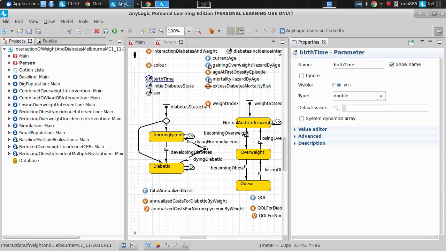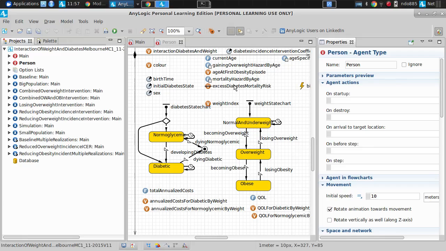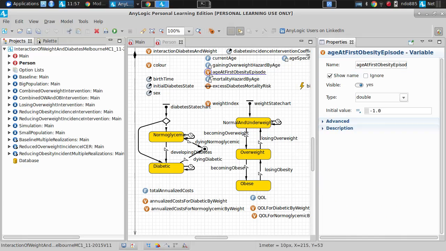Here we keep track of an individual's birth date, here called birth time, their sex, and we further keep track of their age at their first obesity episode. This is notable, ladies and gentlemen. In a model like this, in contrast to that aggregate system dynamics model, we can actually keep track of their history. At what age did they first become obese, for example? We can actually track their history of events over time. For those interested in service seeking, we could record all their episodes of care, for example.